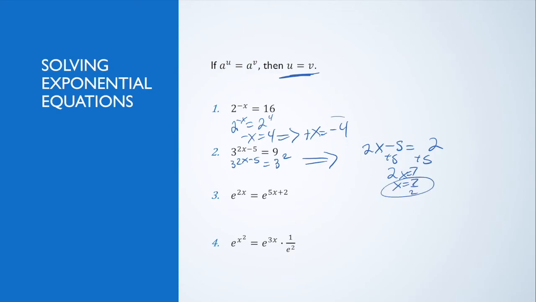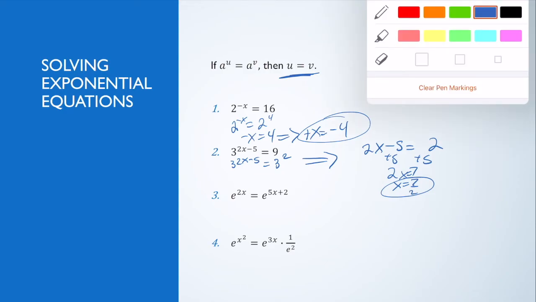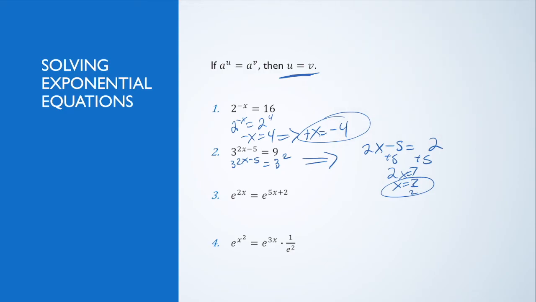Let's go ahead and switch colors so we can see things a little more clearly. If I have e to the 2x equals e to the 5x plus 2, e isn't a rational number. We'll talk about it later on in this chapter. I have 2x equals 5x plus 2. Subtract 5x from both sides. That gives me a negative 3x equals 2. So x equals negative 2/3.